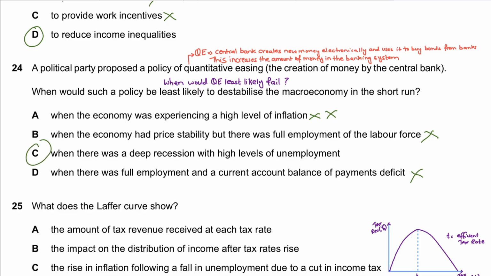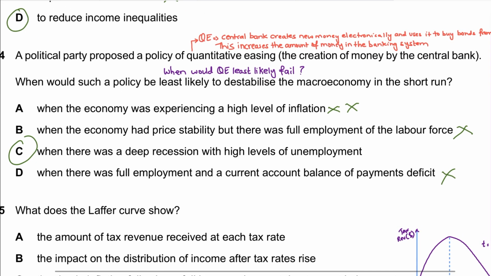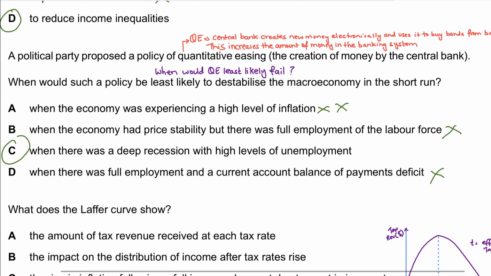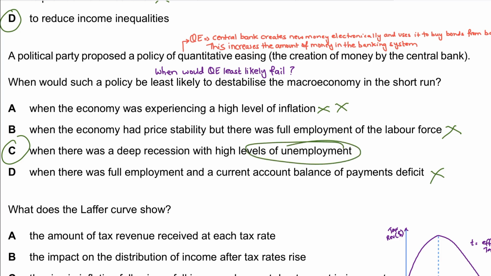C is the correct answer, and the reason why C is the correct answer is because it says when there was a deep recession with high levels of unemployment. That is exactly when quantitative easing works properly, and that is exactly where quantitative easing is imposed, in a liquidity trap, in a deep recession, because this policy of quantitative easing is least likely to destabilize the economy when you have huge levels of spare capacity.